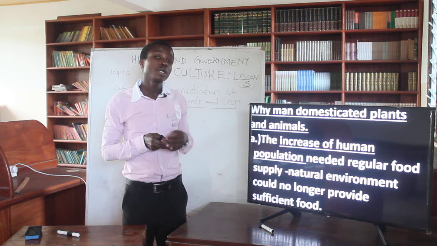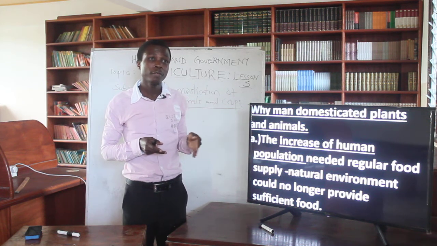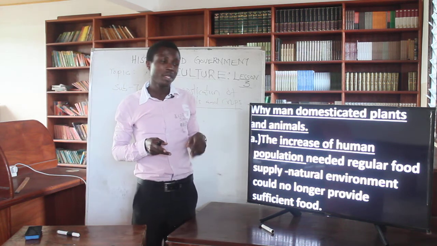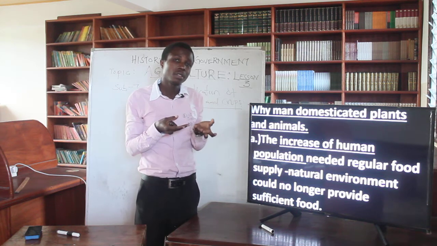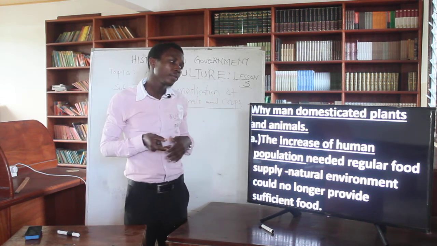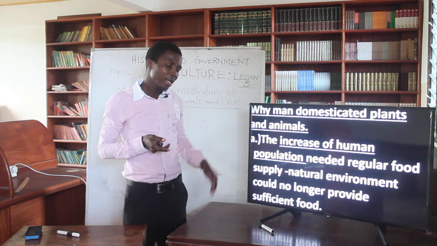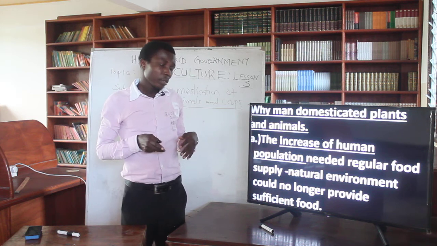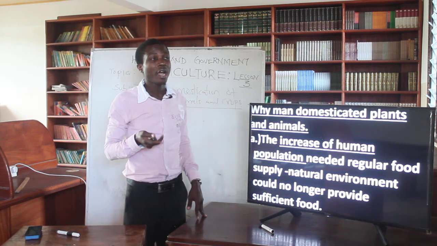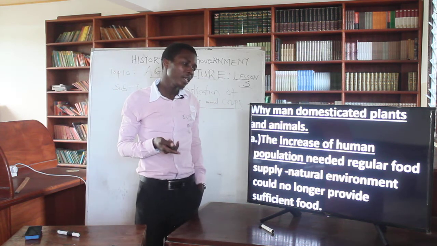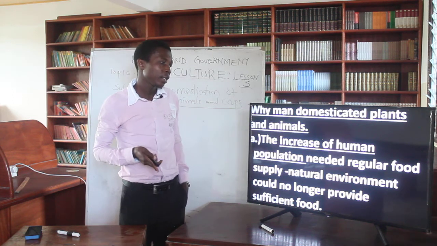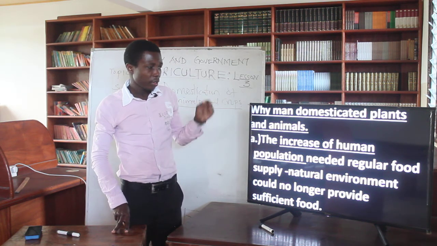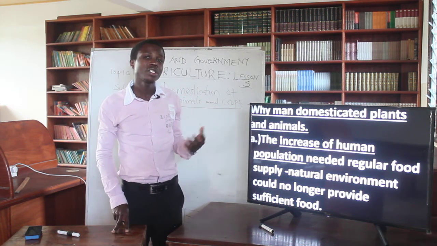Since these people were increasing in number, the population was rising, and the natural environment could not provide enough food to them. Therefore, they had to look for a way to feed themselves and get satisfied. That's why they came up with creativity. Remember, they had already developed tools, and they could use those tools to dig land, and also rear some of the indigenous animals to keep them for food or milk in future. So this is one of the reasons why man started domestication, due to increasing population, thereby needing a regular food supply which the natural environment could not provide.